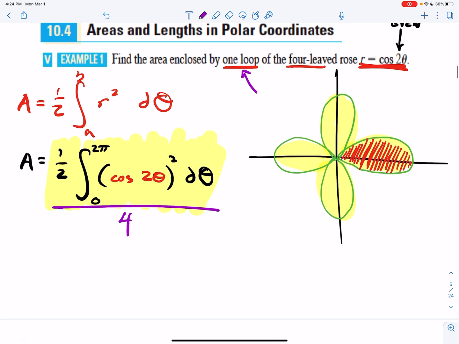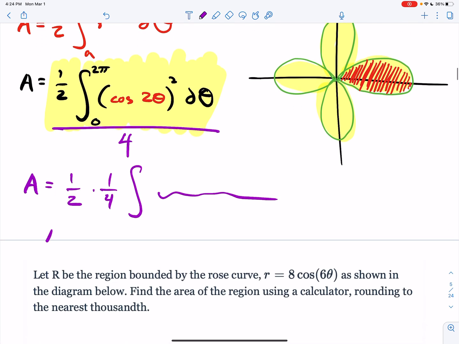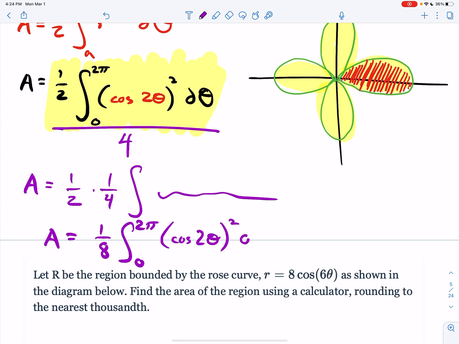Okay? So on Delta Math, it's a little bit weird. They ask you for the bounds A and B. Okay? And then they ask you to write the integrals. So another way of writing this is 1/2. That divided by 4 can be scooted out as 1/4, and then the integral. So this is really just 1/8 integral from 0 to 2 pi of cosine of 2 theta squared d theta.